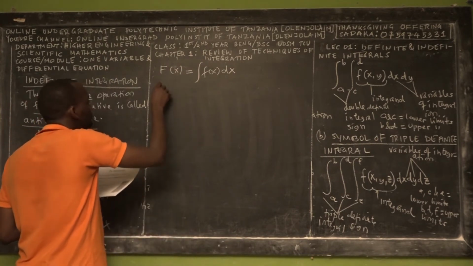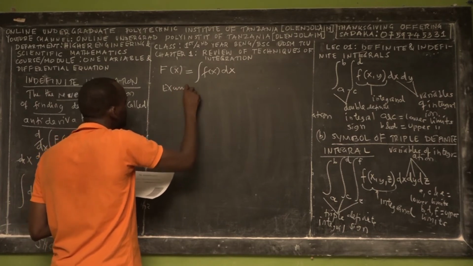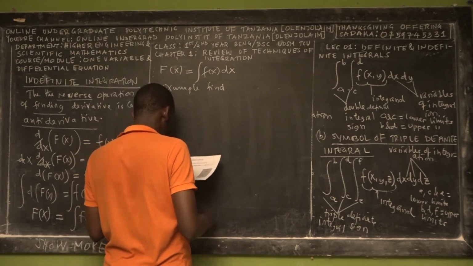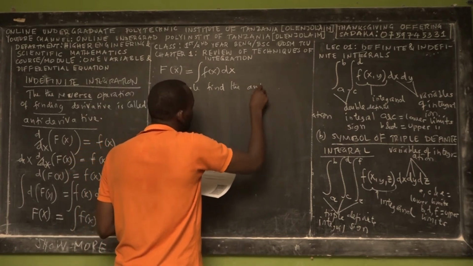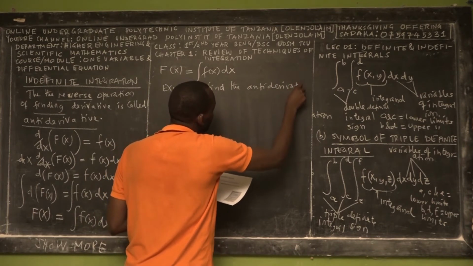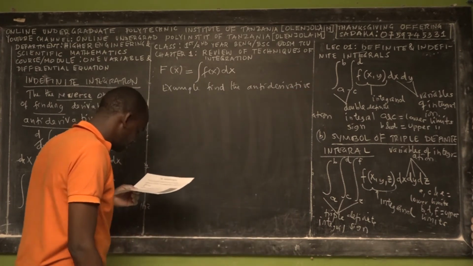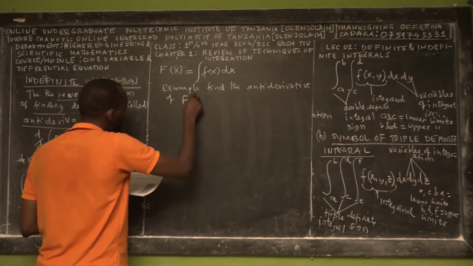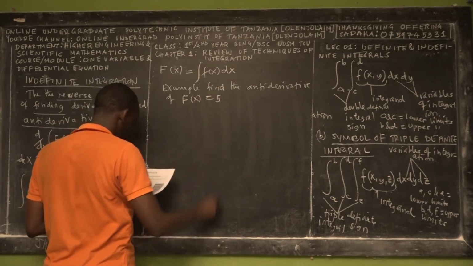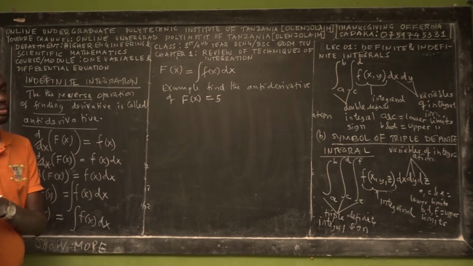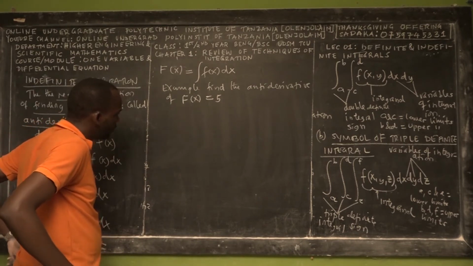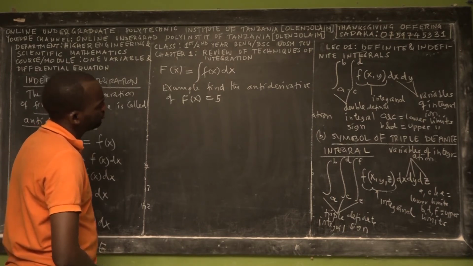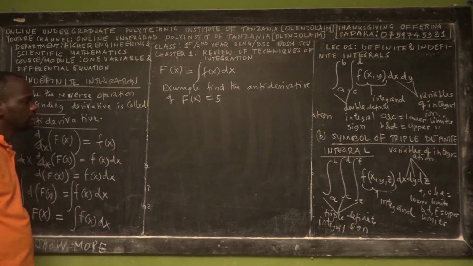For example, find the antiderivative. Find the antiderivative of what? Of the function f of x is equal to 5. Find the antiderivative of a function f of x is equal to 5. It means you find the integral. Find what? The integral.